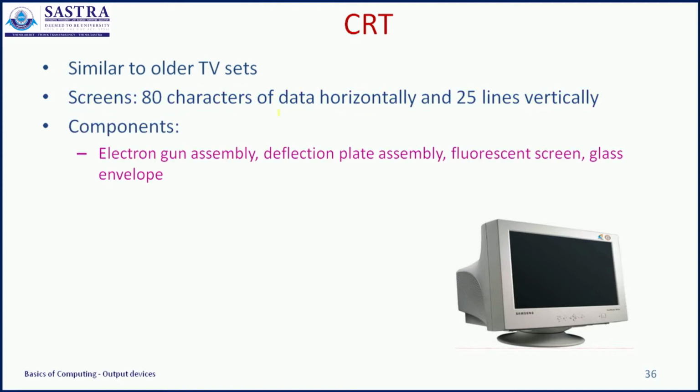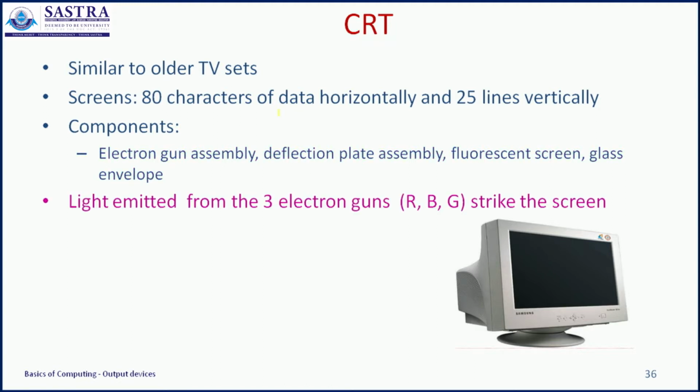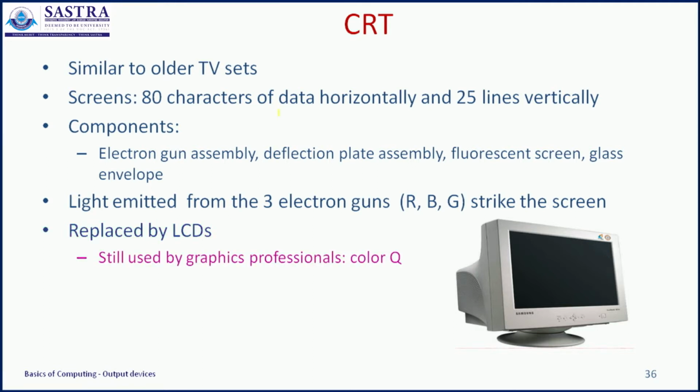What are the components present? We have an electron gun assembly, we have the deflection plate assembly to deflect the electron beam onto the fluorescent screen, and a glass envelope. The light emitted from the 3 electron guns, that is RGB, strikes the screen, and we are able to get the corresponding images on the screen. Nowadays, these CRTs are replaced by LCDs, but still used by some graphics professionals because of the color quality. What are the disadvantages? It is large in size and consumes more power.